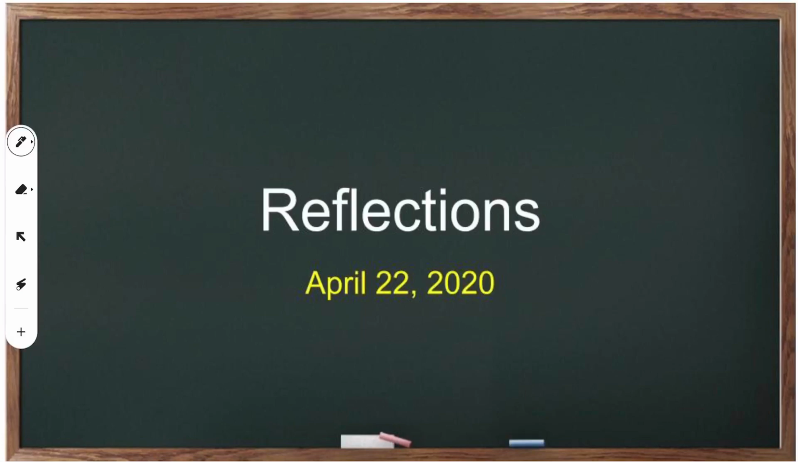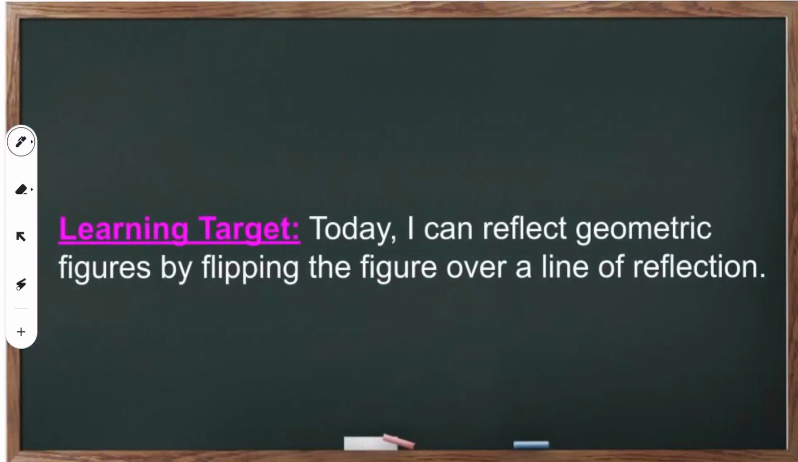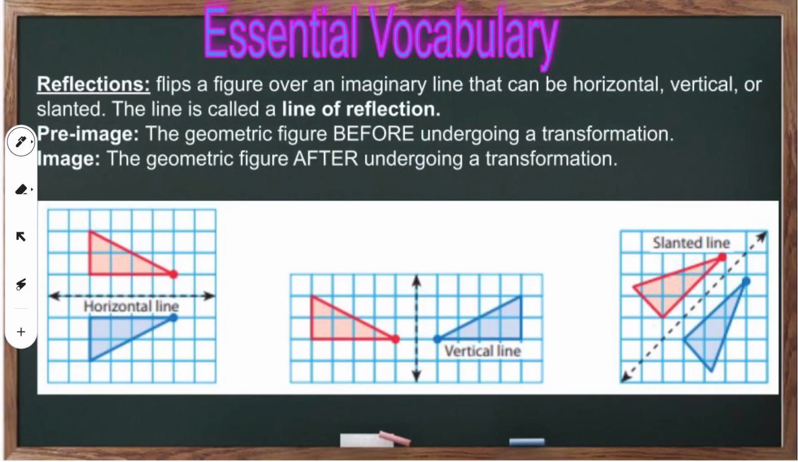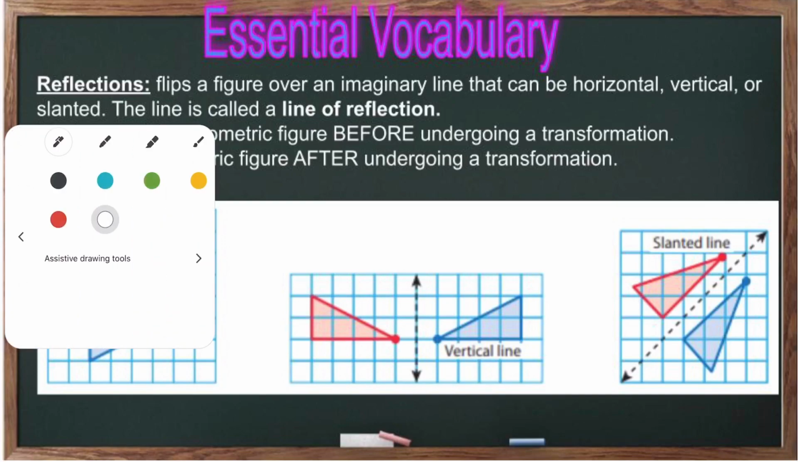So, of course, our topic of today is reflections. Our learning target today: I can reflect geometric figures by flipping the figure over a line of reflection. Let's remind ourselves what reflections are. Reflections flip a figure over an imaginary line that can be horizontal, vertical, or slanted. This line is called the line of reflection.